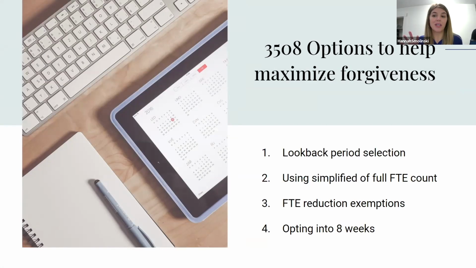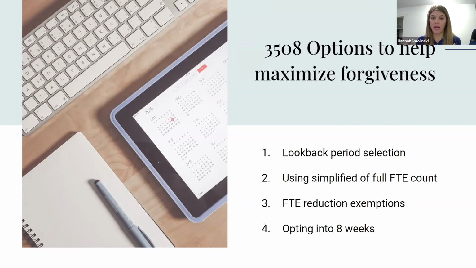These are ways that you can maybe manipulate, is not the right word, but optimize the 3508 forgiveness options to suit your situation best. Okay. So the 3508 does allow us some selections that we can choose, and we can use these strategically to choose what's best for us in the more optimal position. So the first is that you can choose your look back period.